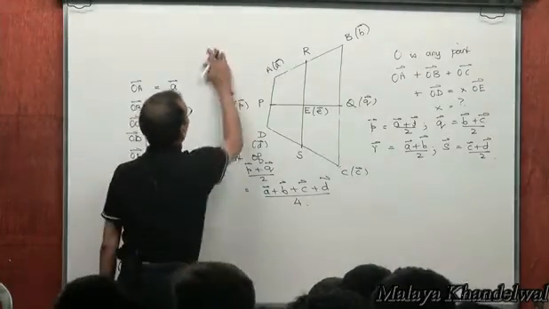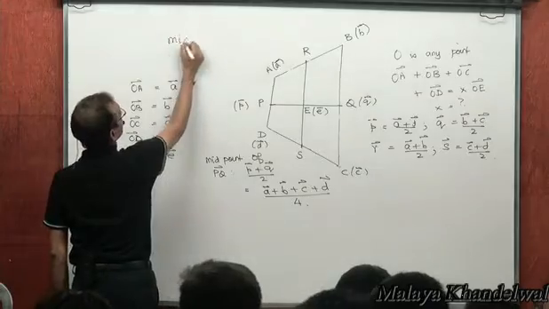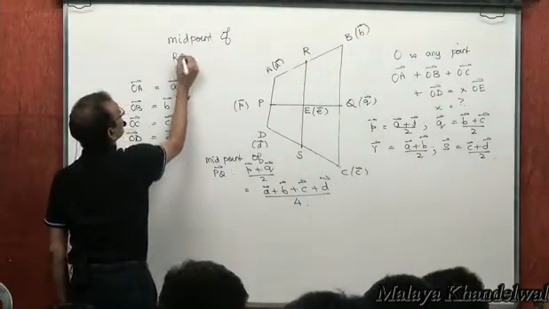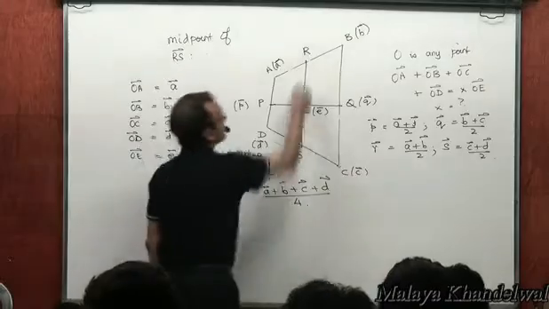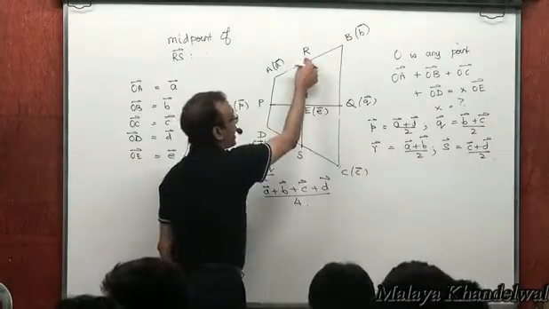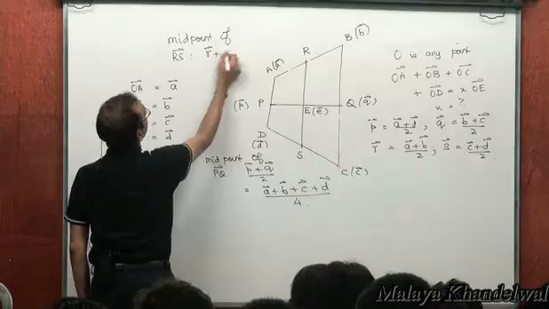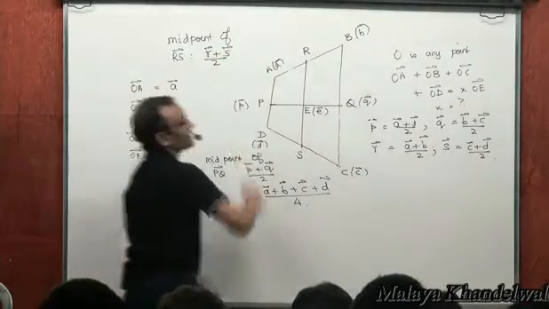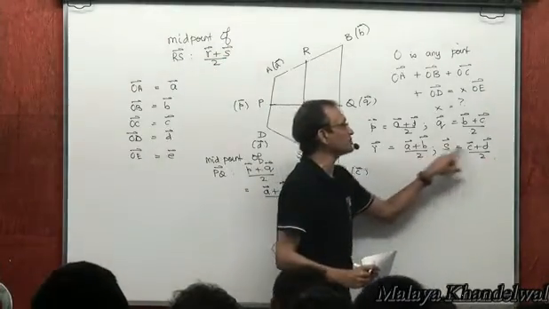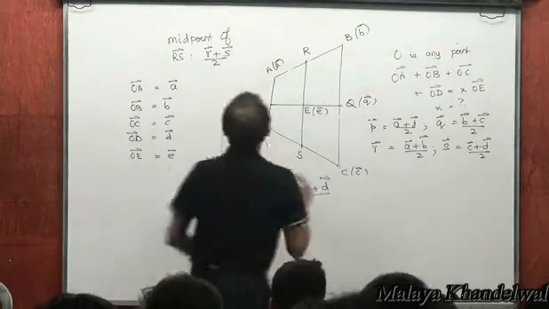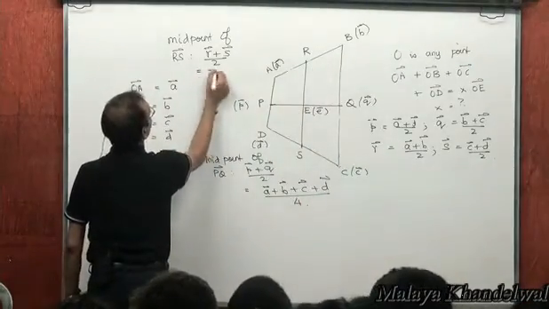And midpoint of RS, observe, will have the position vector R plus S by 2. The position vector of this point is going to be R plus S by 2, and again R plus S is A plus B plus C plus D by 4 is what it's going to become then. So that's A plus B plus C plus D by 4.